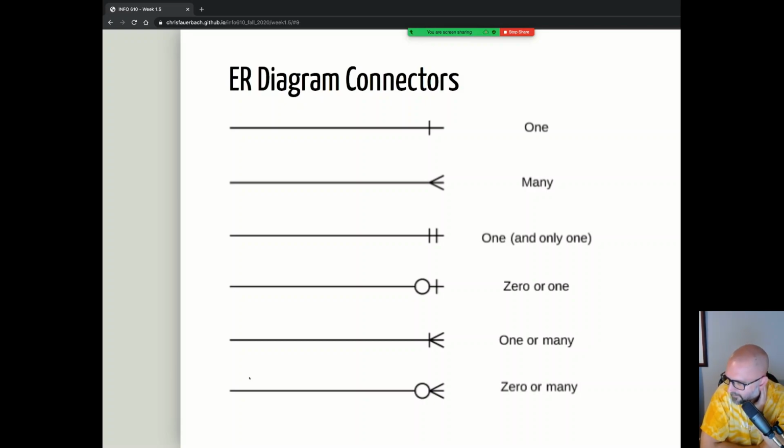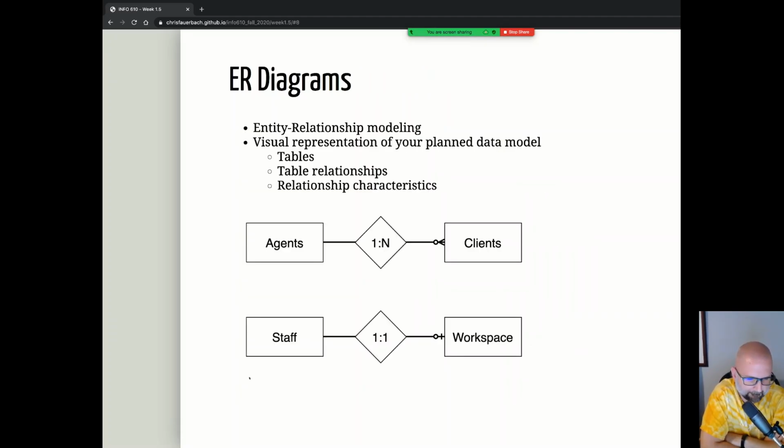Yep. So the earlier slide, can we go to the earlier slide? Which one? The one earlier than this. Just the one earlier. Yeah, that one. So the relationship between staff and workplaces, does that mean a staff can either have zero workspace or one at max? That's right. That's exactly right.